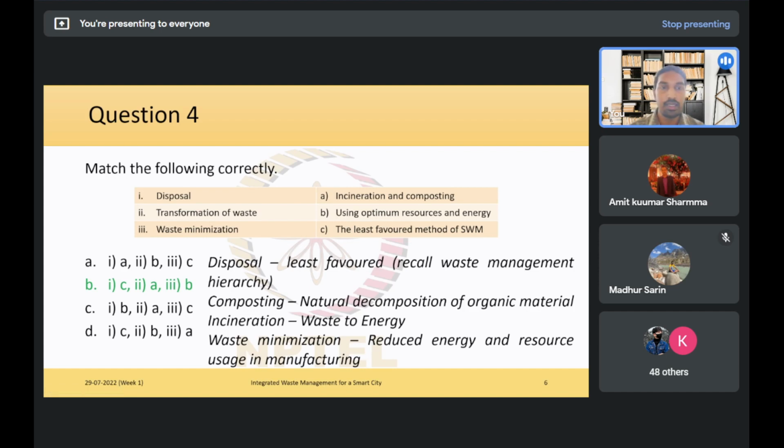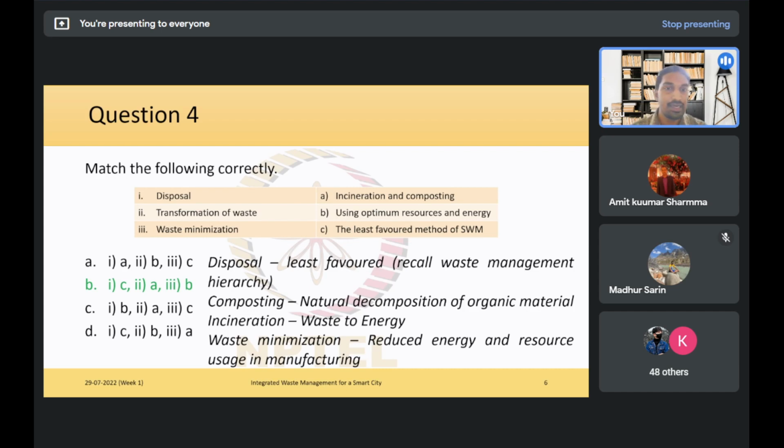Because if you recall the waste management hierarchy, right? This small triangle, where we had four different levels. If you look at that, we have different components in it, or we call this the four R's. What they stand for are reduce, reuse, recycle, and recovery or disposal. The most favored way of dealing with waste is to reduce, or the source reduction that we saw.